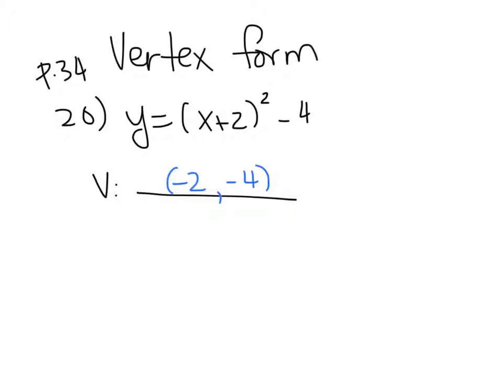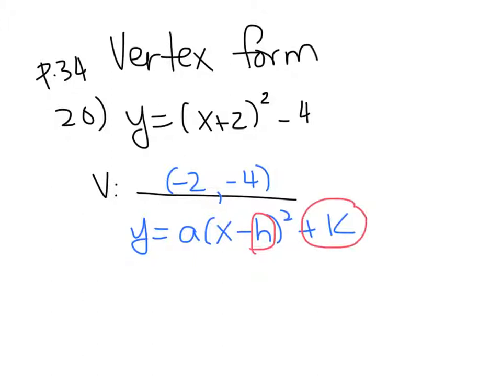Because of the formula. The formula is y is equal to a times (x minus h) squared plus k. And you've got to remember that the h and the k is your vertex. (h, k) is your vertex. Because part of the formula has a negative in it, okay?